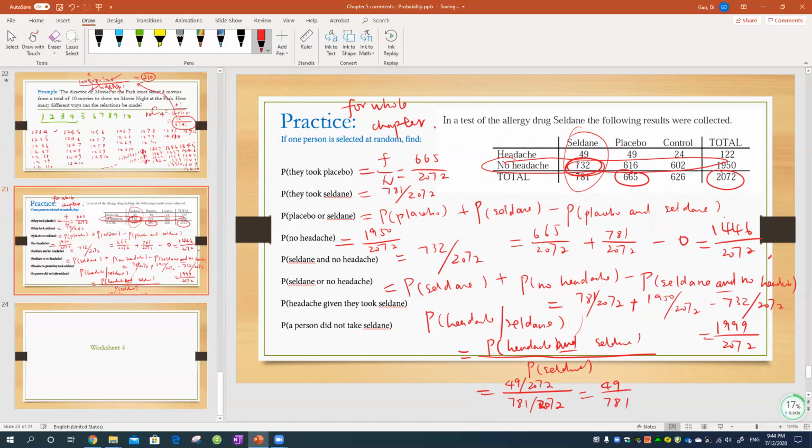So basically, for a conditional probability you just look at the condition column. Given they took Seldane, now our data set is only within this column. So all the rest, we don't look at those. Then you use the F over N rule. F is headache, which is 49, and divided by the total. Now the only total we have is 781. So 49 divided by 781. It's the same as if you directly use the formula.